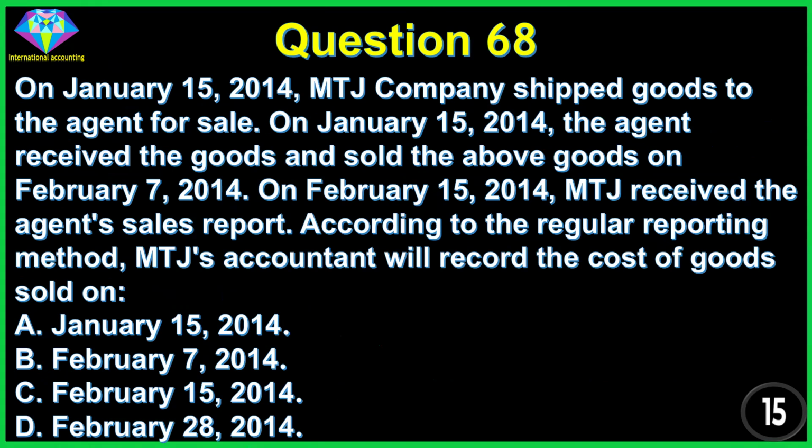On January 15, 2014, MTJ Company shipped goods to the agent for sale. On January 15, 2014, the agent received the goods and sold the above goods on February 7, 2014. On February 15, 2014, MTJ received the agent's sales report. According to the regular reporting method, MTJ's accountant will record the cost of goods sold on A. January 15, 2014. B. February 7, 2014. C. February 15, 2014. D. February 28, 2014.